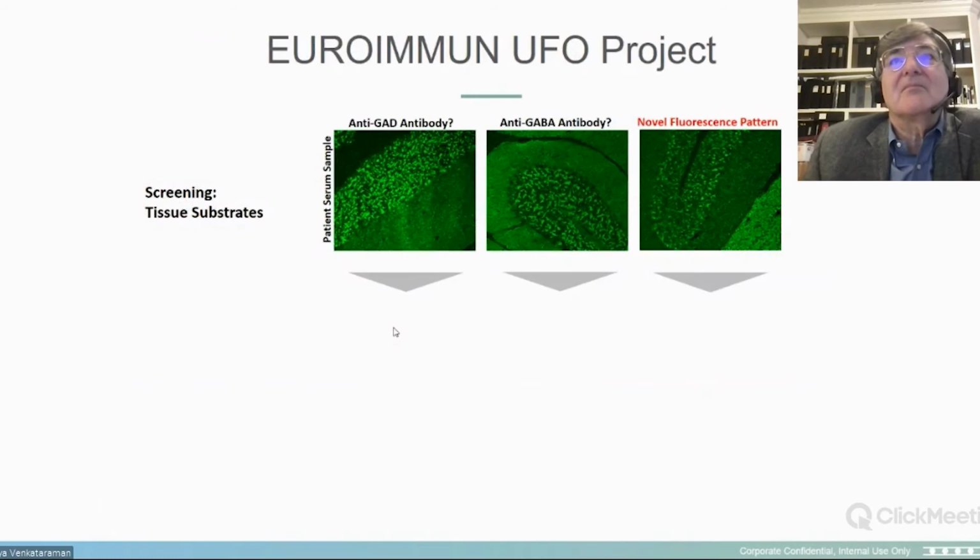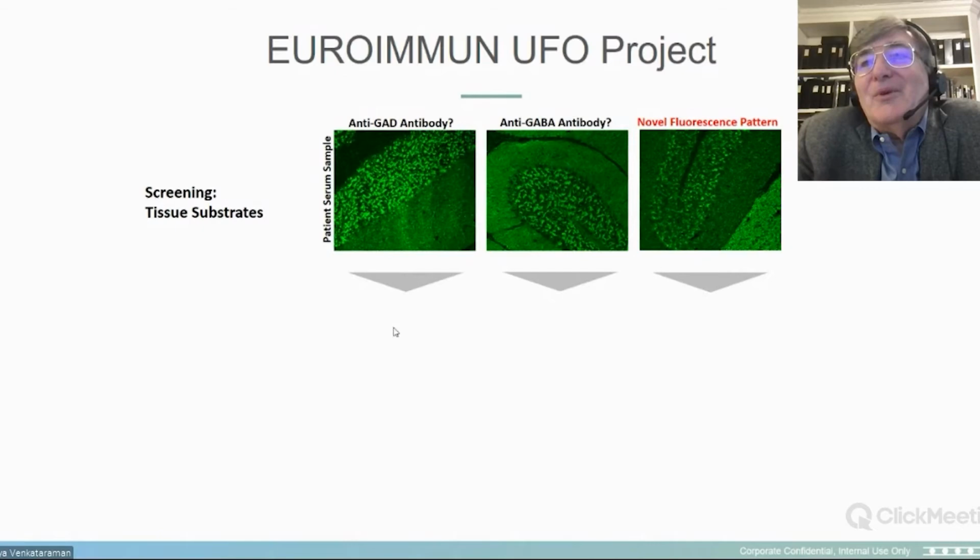So one of the things that EUROIMMUN is most proud about is its discovery process, which we've affectionately called our UFO project. This is our unknown fluorescence object. EUROIMMUN has, in addition to its manufacturing capabilities, a very active reference laboratory. In that laboratory, or from outside laboratories where individuals may see a pattern that does not confirm, or an unusual pattern that they have not seen before, there's an opportunity to explore what that antibody may be recognizing.